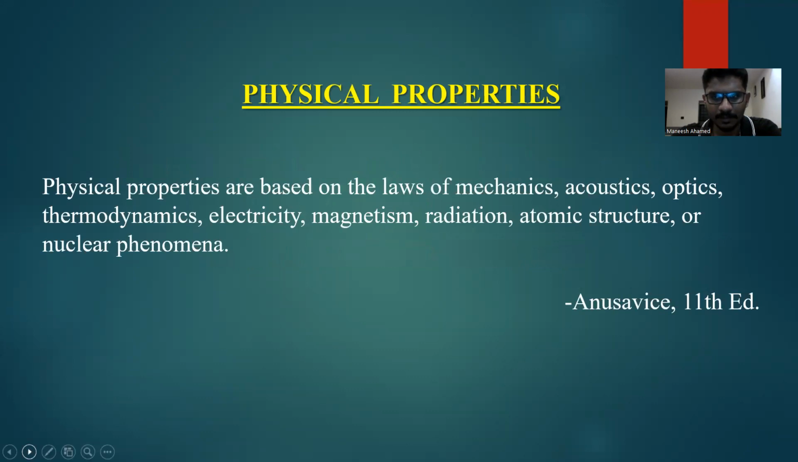What are physical properties? Physical properties are based on the laws of mechanics, acoustics, optics, thermodynamics, electricity, magnetism, radiation, atomic structure, or nuclear phenomena, according to Anusavice's 11th edition. So basically, physical properties are those properties which define the nature of a material in terms of laws of mechanics, acoustics, optics, thermodynamics, electricity, magnetism, radiation, its atomic structure, or nuclear phenomena.